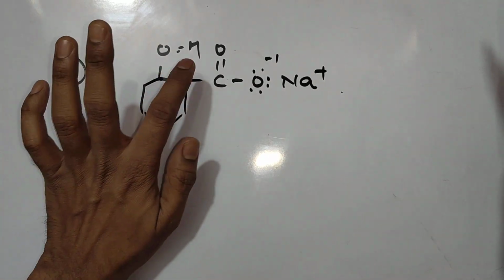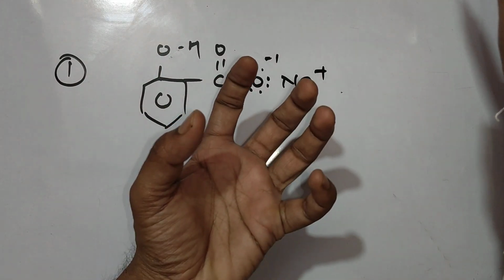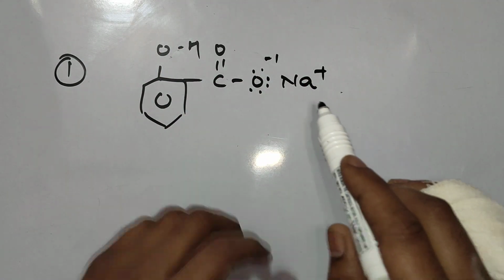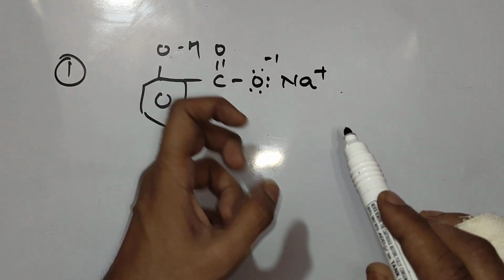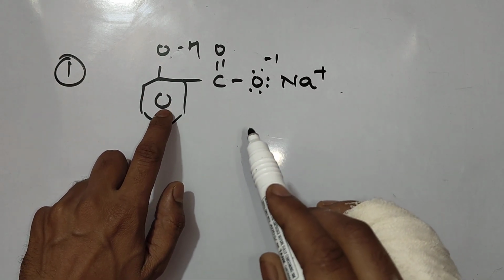This sodium salicylate on heating with soda lime. As you know, soda lime has the power to absorb carbon dioxide gas. So it will start absorbing carbon dioxide gas from sodium salicylate. And how will carbon dioxide gas be generated?